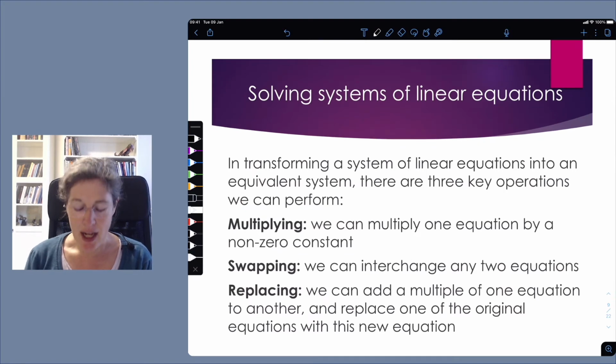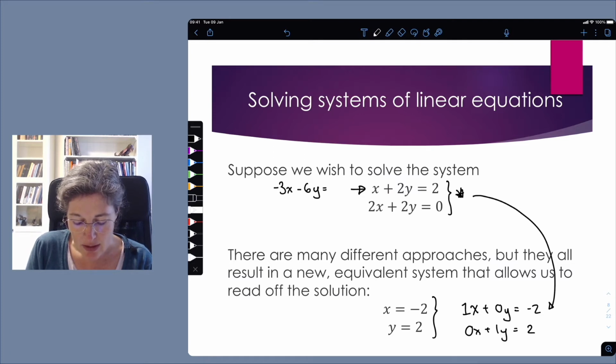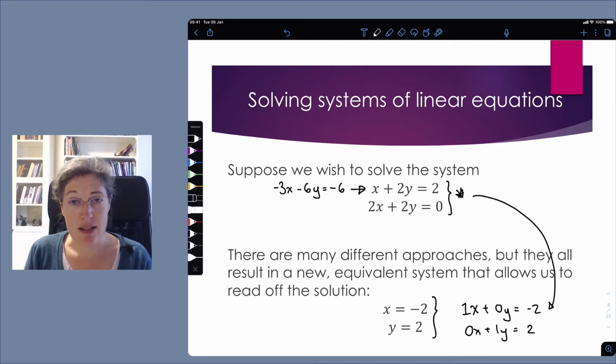So let's think about how we can go about transforming our system of equations from things that we can't read off the solution to things that we can. What are the things that we're allowed to do? Well, we're allowed to multiply any equation by a non-zero constant. If we go back to our example over here, it would be perfectly fine for me to transform our first equation into, for example, minus 3x minus 6y is equal to minus 6. That is the same equation, essentially. It's just been multiplied through by minus 3. It hasn't changed the solutions at all. So that's a legitimate thing to do.